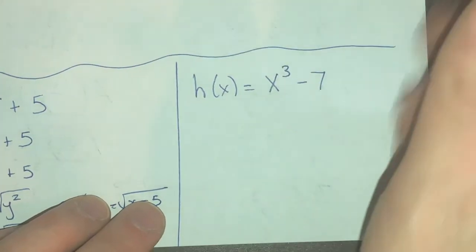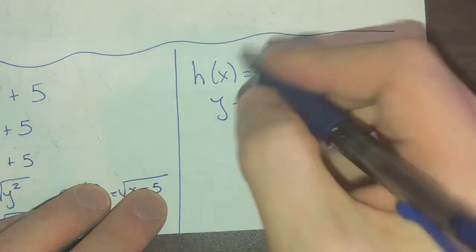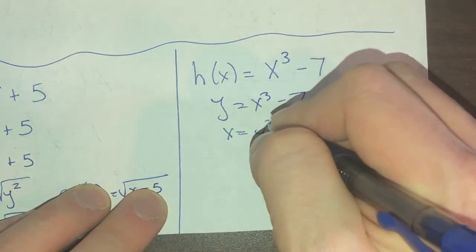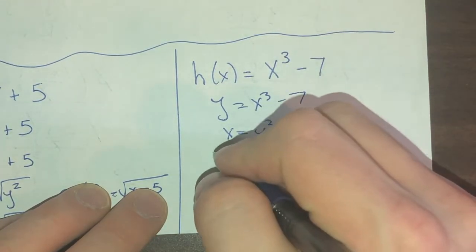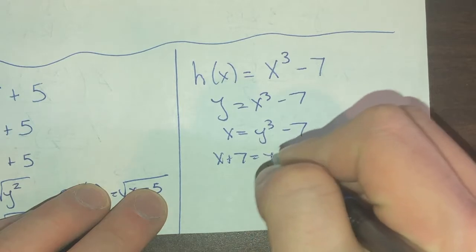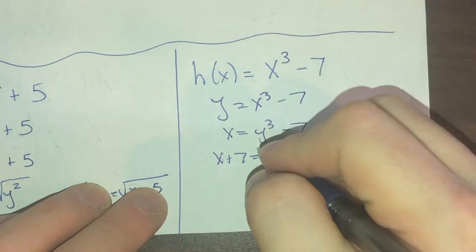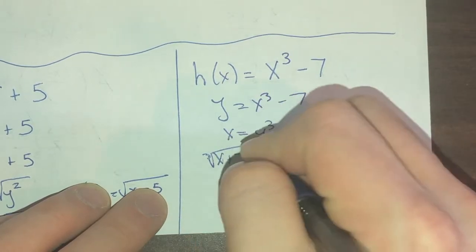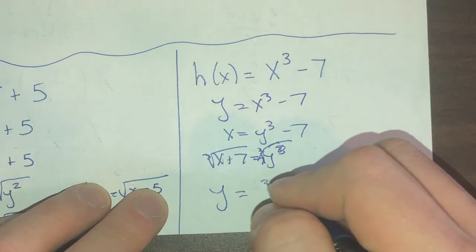What about this one? Similarly, let's let y equal x cubed minus 7. Let's pull off my switcheroonie. See the little flip? Okay, I'm going to add 7 on both sides. And then what root do I do here? This one's going to be the cube root, because the cube root cancels out the cube. And I get y.